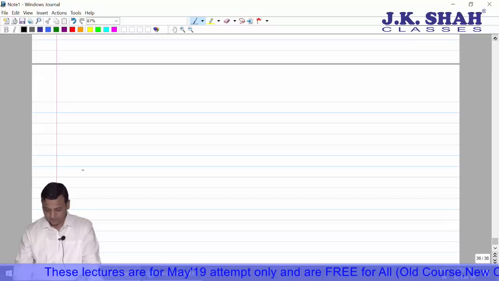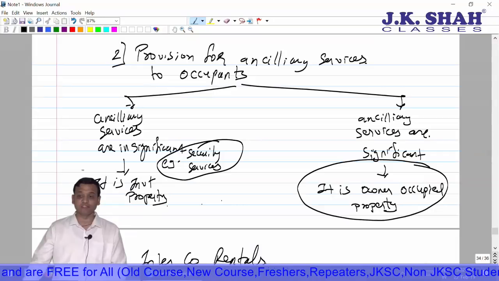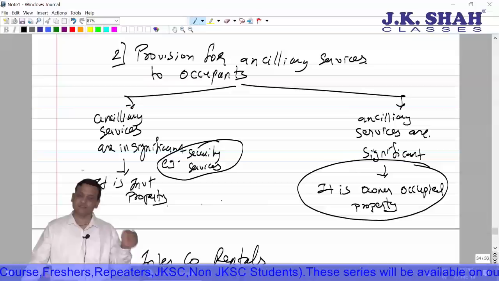So, what to do? If it is partially occupied, we say, sir, can it be sold off? Can it be leased off? Investment property, yes, then it is investment property. You say, no, sir, it cannot be sold off. Then, is the owner occupied property insignificant? Yes, then it is investment property. Otherwise, it is no.